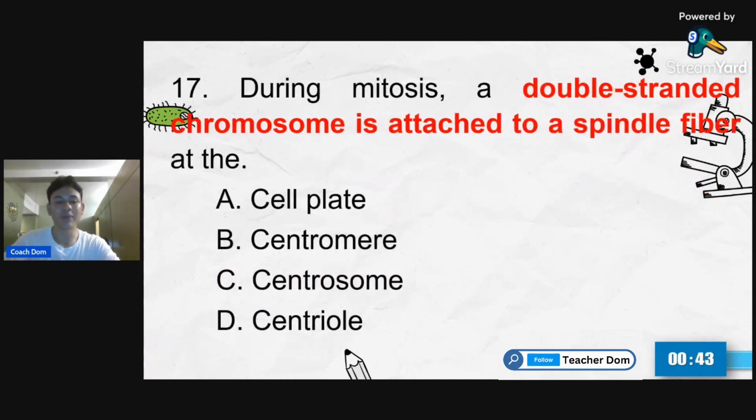17. During mitosis, a double-stranded chromosome is attached to a spindle fiber at the letter A, cell plate, B, centromere, C, centrosome, or letter D, centriole. Yan na pong answer natin dito, guys. Is it letter A, B, C, or letter D po? Please lock in your answer for question number 17. Yan na po answer natin dito, guys, for question number 17 na po tayo.